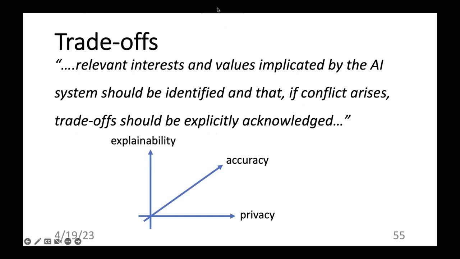Okay, and then in accountability trade-offs are also mentioned. So the relevant interests and values implicated by the AI system should be identified, and if conflict arises, trade-offs should be explicitly acknowledged. And this sounds good, but it's subject to current research. So one of my research themes is, for example, the trade-off between explainability and accuracy. So is there an intrinsic trade-off? And yes, there is. That guides how much we need to sacrifice in statistical accuracy in order to have explainable machine learning methods. So it's possible to make these trade-offs precise using probabilistic models.